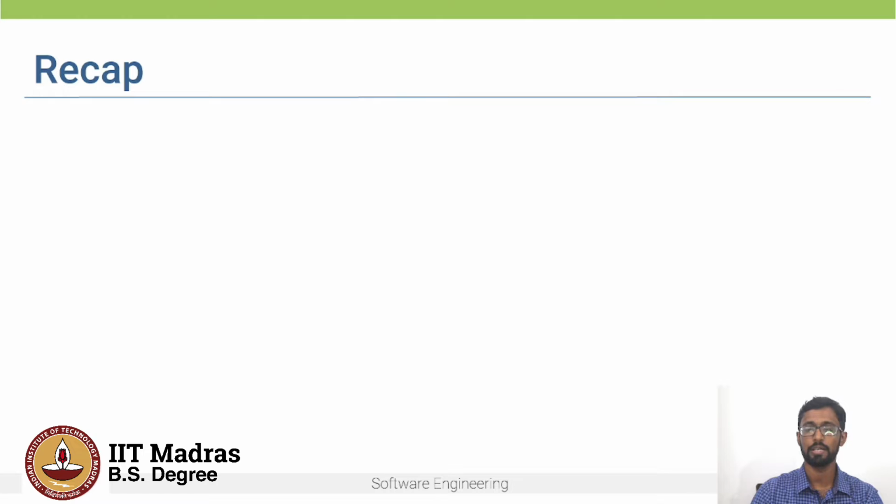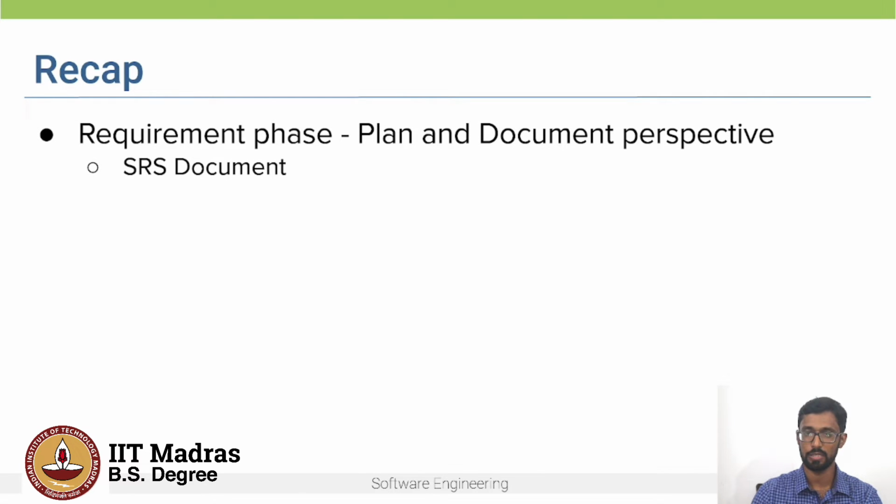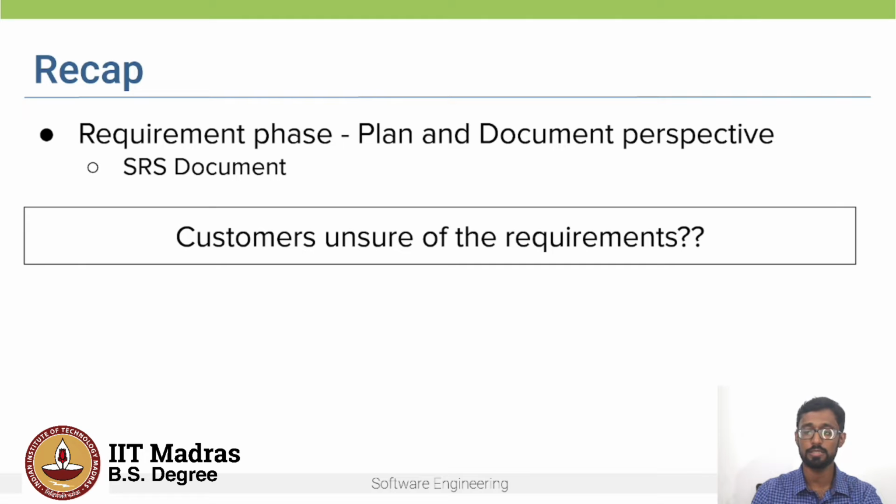In the previous videos, we looked at the requirement phase in the plan and document perspective: how a software team can gather and analyze requirements, and how they can organize this information in a document known as the SRS, or the Software Requirement Specification document. We saw that the SRS document serves as an agreement between the customers and developers. However, in many projects, customers themselves are unsure of the requirements and their understanding of their needs evolves and can change over time.